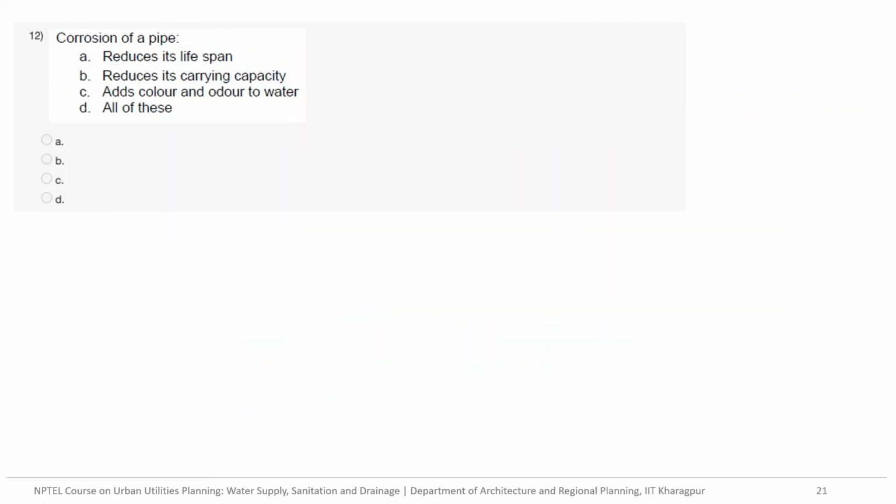Moving on to the next question. Corrosion of a pipe, the pipeline that is carrying water: A. Reduces its lifespan. B. Reduces its carrying capacity. C. Adds color and odor to water. And D. All of these. The answer is all of these.